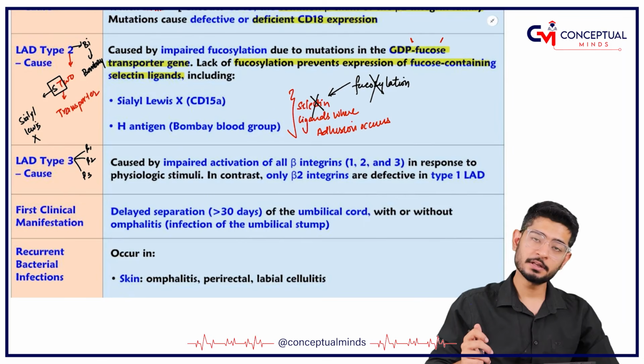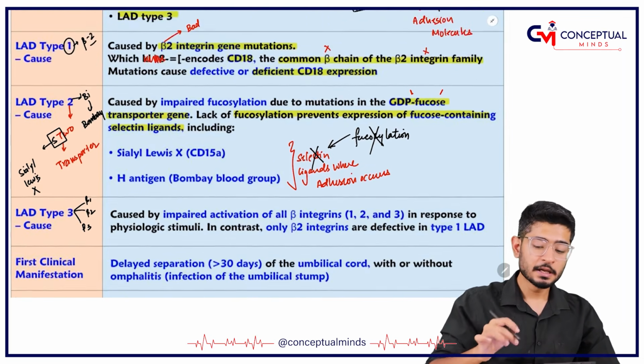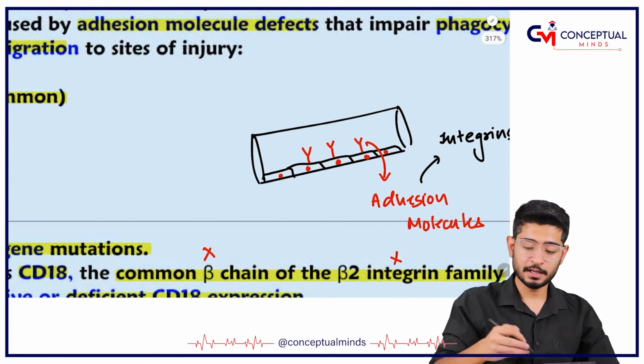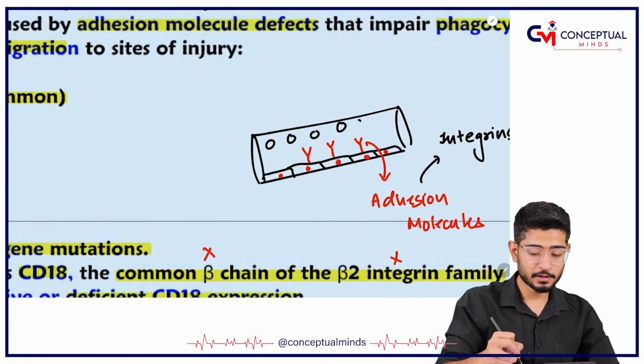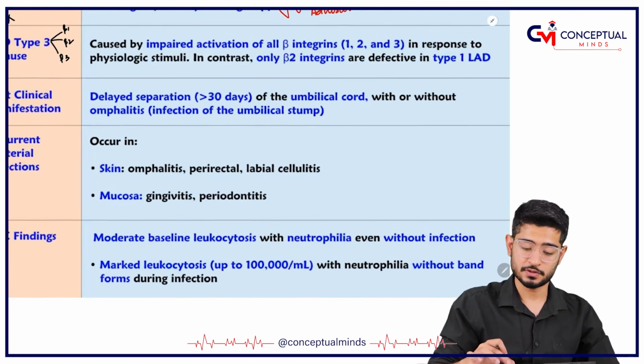So what is going to happen in leukocyte adhesion defect? The important thing is that now the leukocytes are not going to adhere, but leukocytes will be there. Because they are not adhering, they are not going to perform their normal functions also.